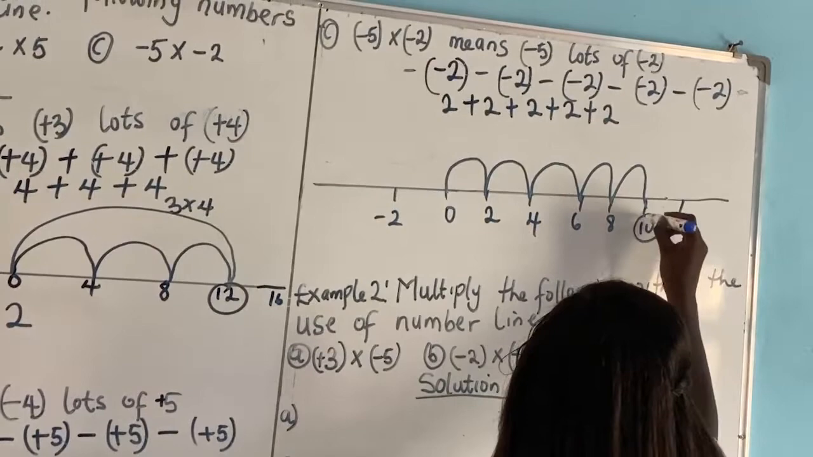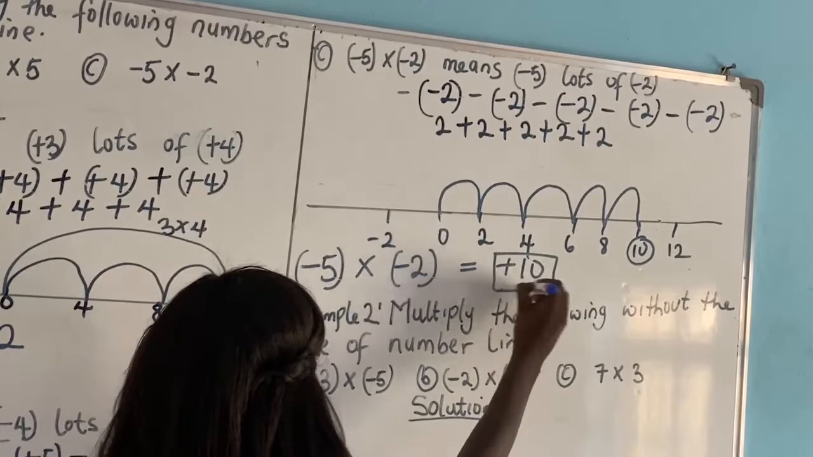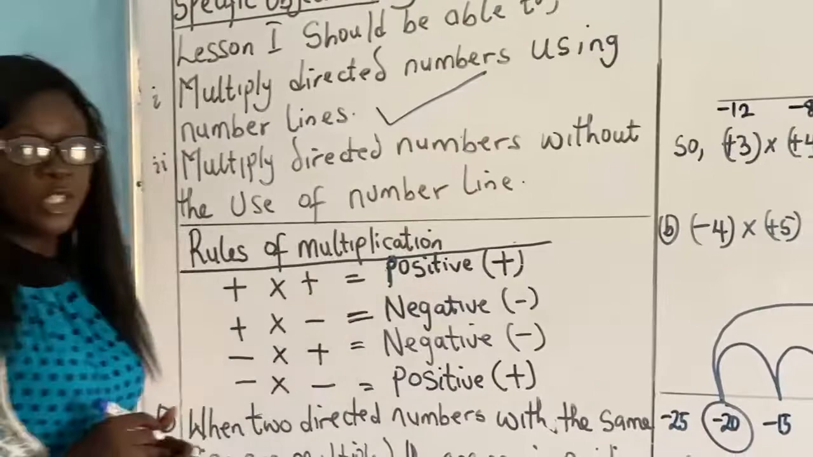So our answer is what? Positive 10. So meaning that negative 5 times negative 2, our answer is positive what? 10. And that satisfies our rule. When you have two negative numbers, your answer is what? Is positive. So far, we've achieved our first objective.